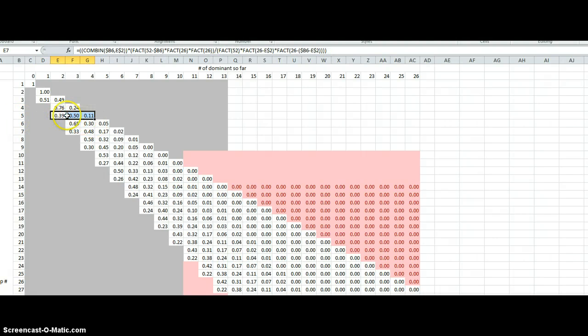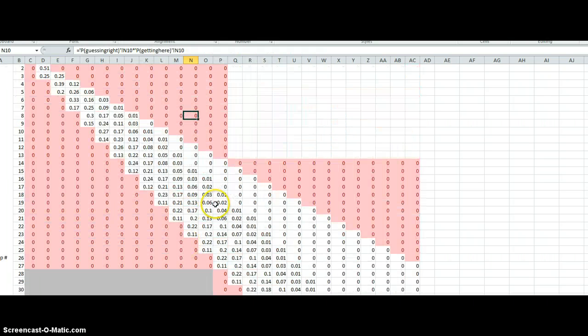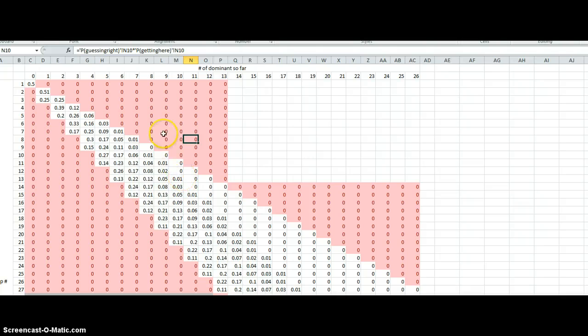On any given flip, the probabilities of the number of dominants are mutually exclusive, and so they'll add up to 1. These will not add up to 1 because they're not mutually exclusive cases. You could be in this case, and then later in this case, then later in this case, potentially. So once I get each of those, the probability of guessing right and the probability of actually getting to that situation, I need to multiply those probabilities. Luckily with Excel, this is pretty easily just a simple formula.